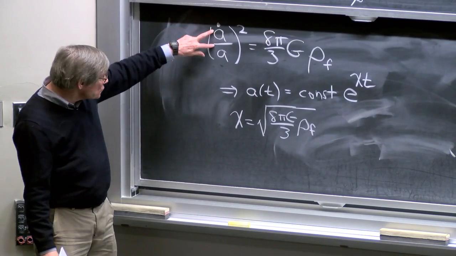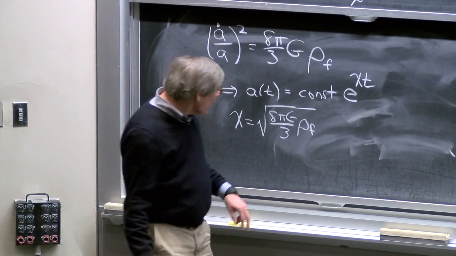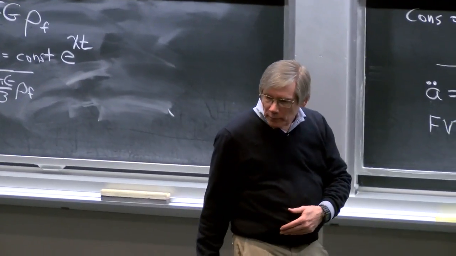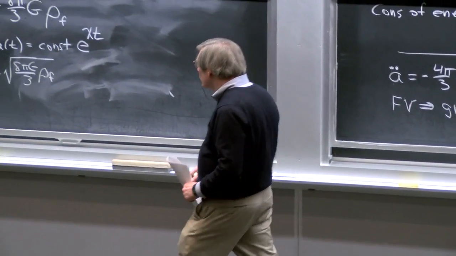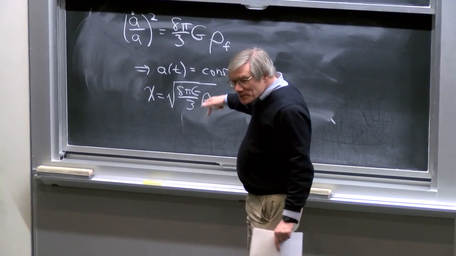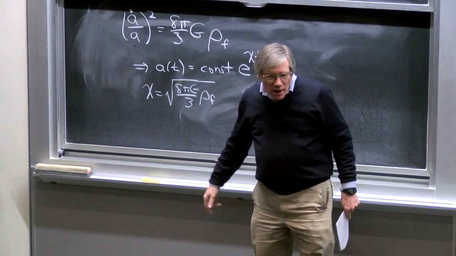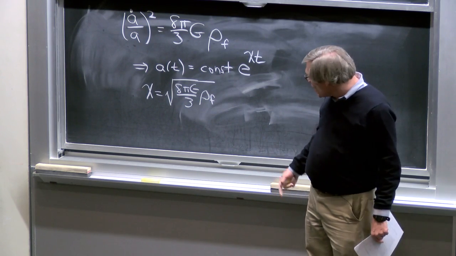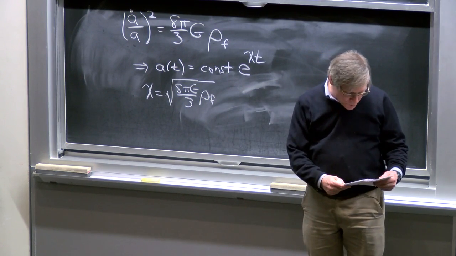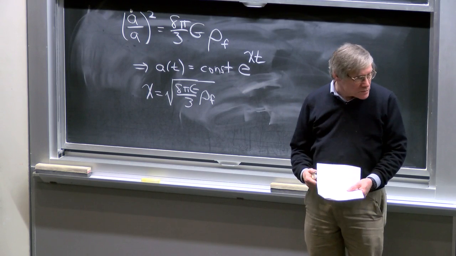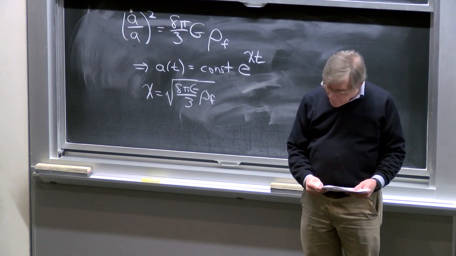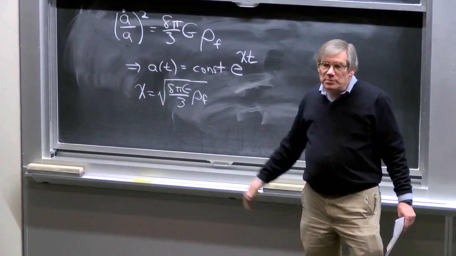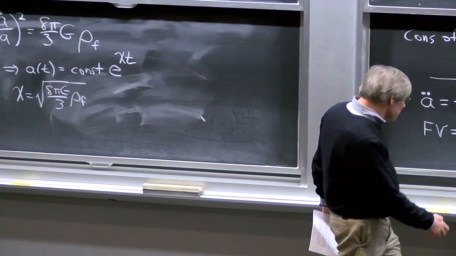So clearly, this is a solution to that equation. And for late times, it's the solution that will dominate. Actually, it's the only solution the way I've already simplified this. But if we started with the full system of equations, there'd be other solutions with different initial conditions. But this is always what you would be led to for late times. The exponential expansion would dominate. So that's what inflation basically is. It's a period of exponential expansion.